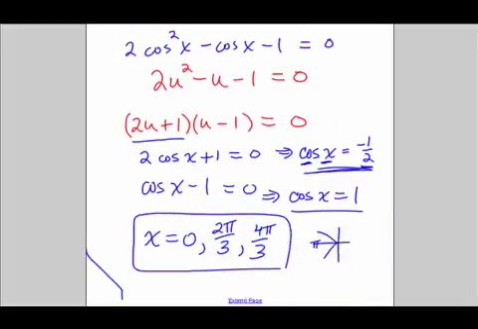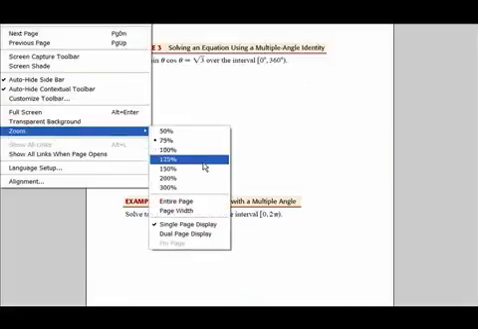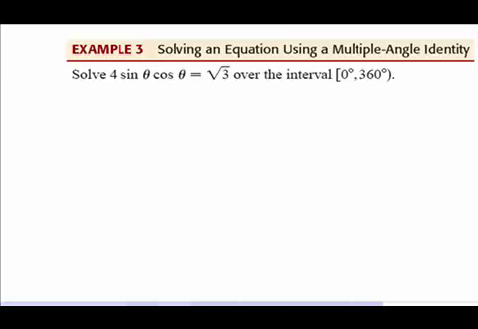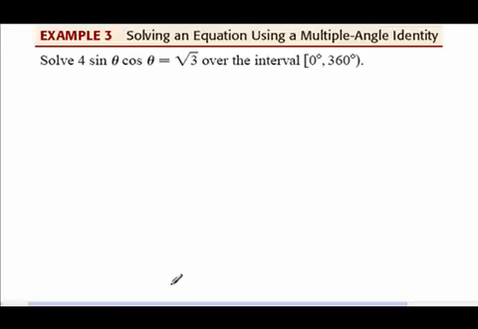Number 3. Now with this problem, they want us to answer in degrees. It says here, solving an equation using a multiple angle identity. And let me get you started with the problem, then I'm going to let you continue on with the rest of the problem. We have 4 sine theta cosine theta equals the square root of 3.